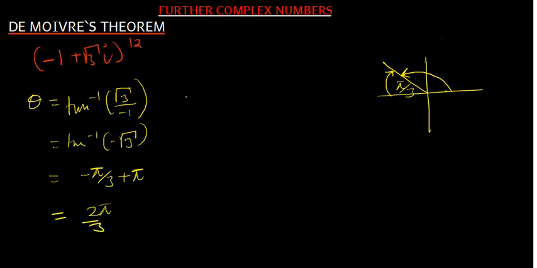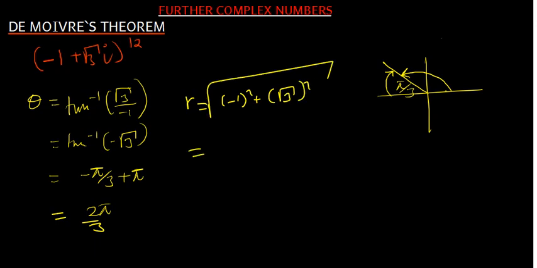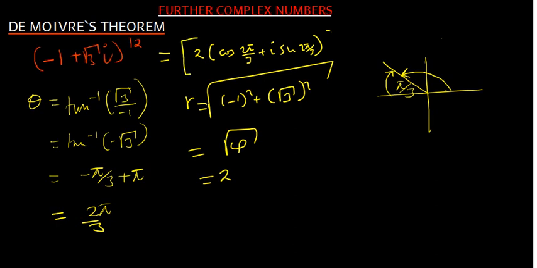Now again we need to get the value for r. R is given by the square root of negative 1 squared plus root 3 squared, and this is going to give us a square root of 4, which is equal to a 2. So let's keep the two values, and so we are saying this can also be written in the form r, our r is 2, and then we have got cos, the angle is 2 pi over 3 plus I sin 2 pi over 3. Now this is raised to the power what? To the power 12.